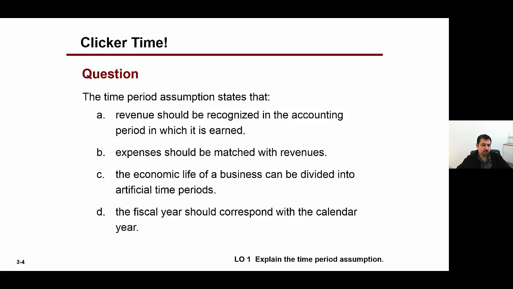So, for example, the time period assumption states that revenue should be recognized in the accounting period in which it is earned. Expenses should be matched with revenues. The economic life of a business can be divided into artificial time periods. The fiscal year should correspond with the calendar year. Well, we know that the first option doesn't talk about the revenues or the expenses. The time period assumption is actually C, because D is false, because fiscal years don't always have to correspond with the calendar year.